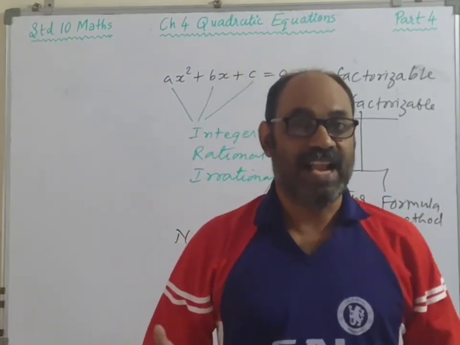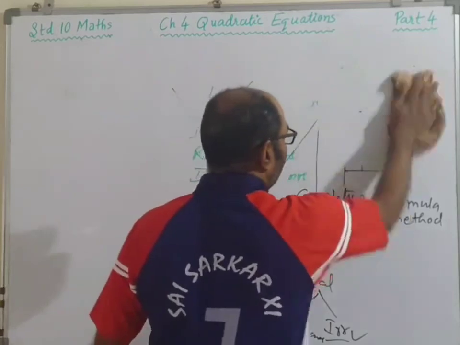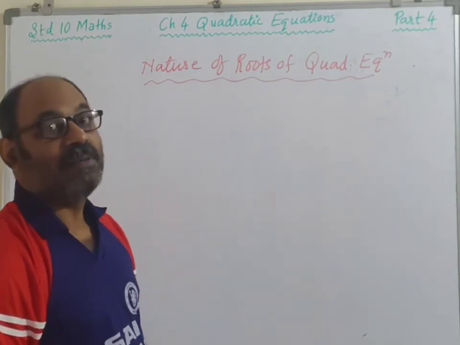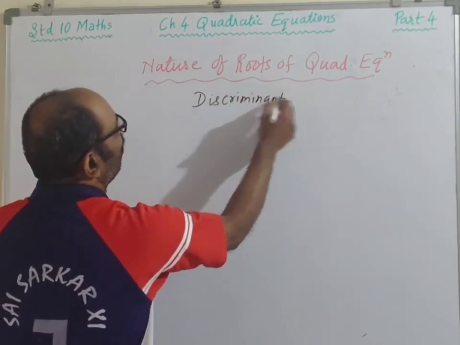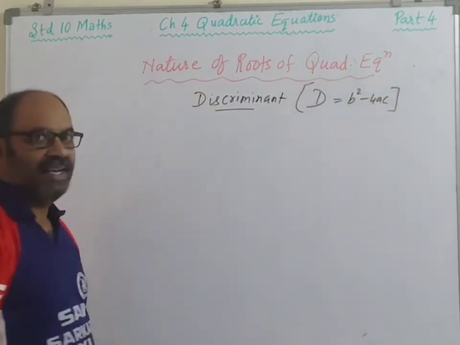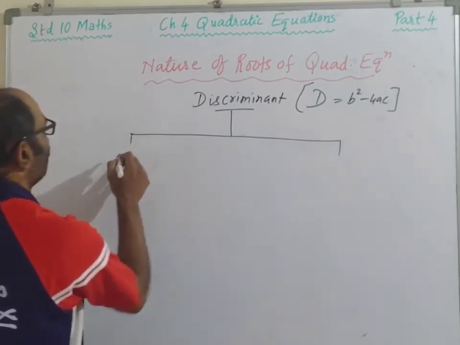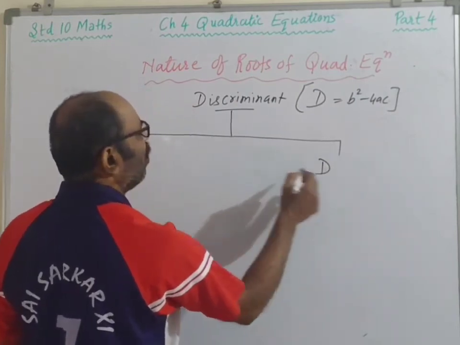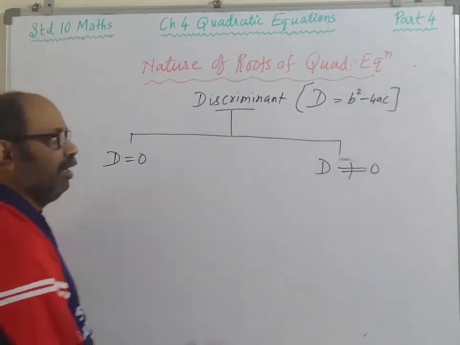And here is a chart which tells you the nature of roots of quadratic equations. Let's see it. Nature of roots of a quadratic equation, children, depends upon the discriminant. You can find it using the discriminant, which we call D, and its formula is b squared minus 4ac. There are two possibilities: D equal to 0, or D not equal to 0.